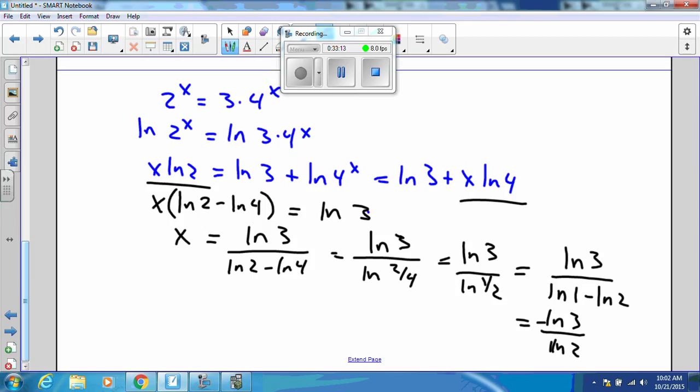What's that? ln of 2 is going to be less than 1 because ln of e is 1 exactly. It means e is about 2.7.